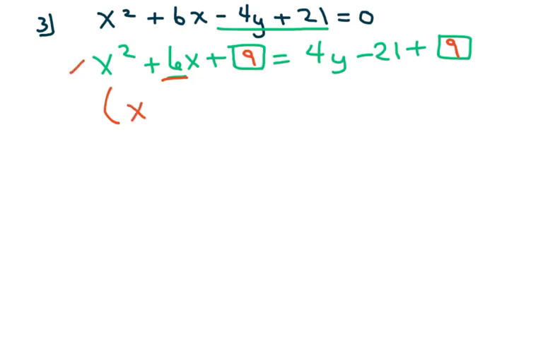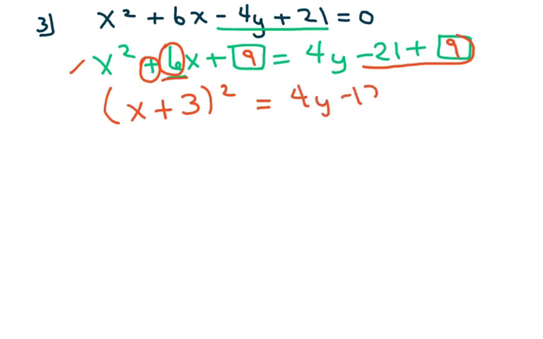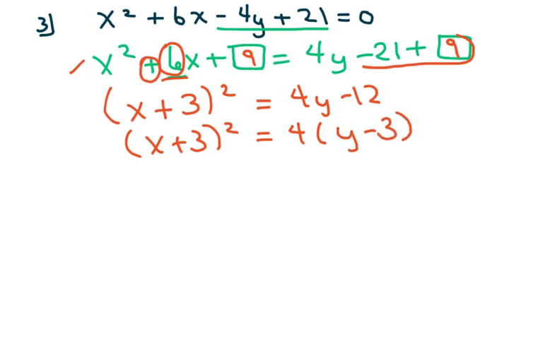So we can write this as x, take that part, plus half of this is 3, square it. And then this equals what? If you add 9 to negative 21, it's negative 12. So 4y minus 12. Simplify further and pull out the 4 to put it in standard form. And you get 4 times the quantity of y minus 3.